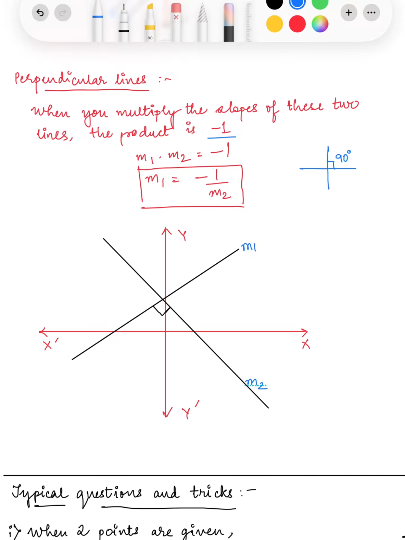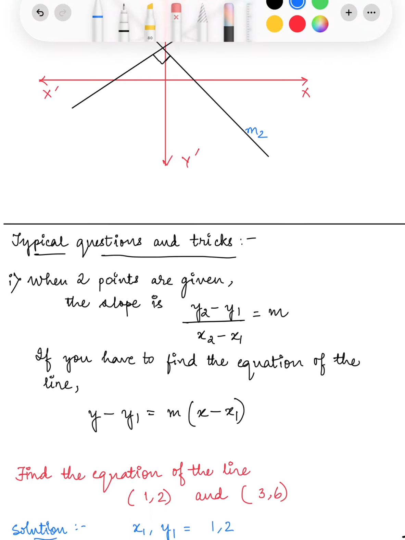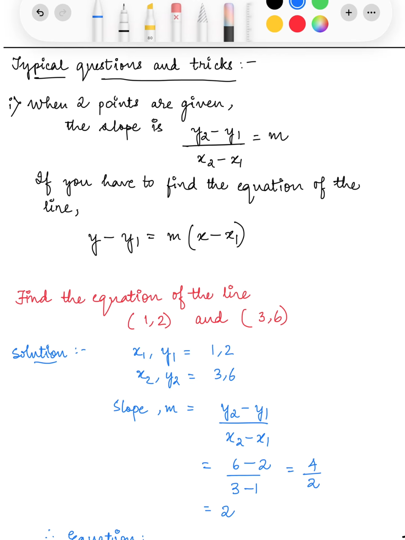Now, we'll move on to some typical questions and tricks which are usually asked. The first thing is, when any 2 points are given, the slope is y2 minus y1 by x2 minus x1. Now, from there, if we have to find the equation of the line, we'll just take this formula, that is, y minus y1 equal to m into x minus x1. Be careful to see that you take the same x1, y1 in both the places.